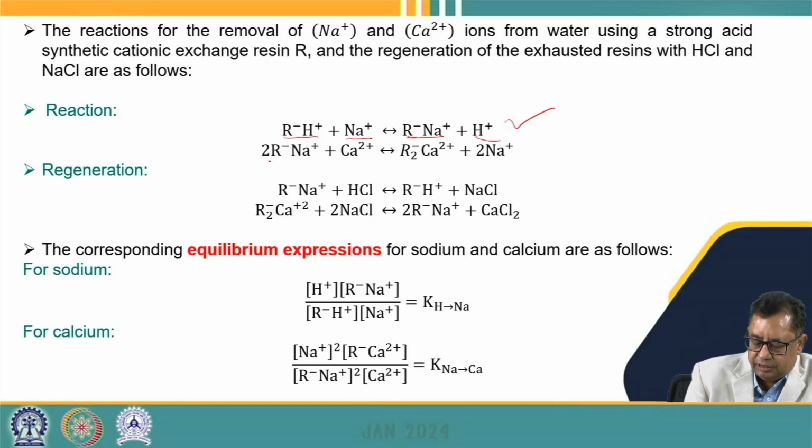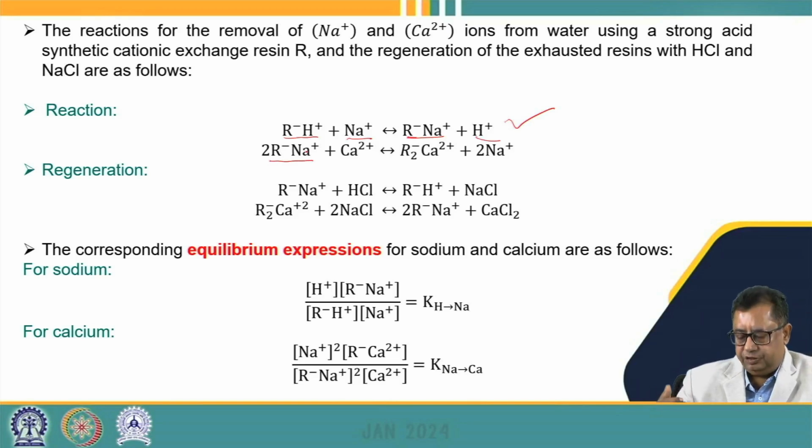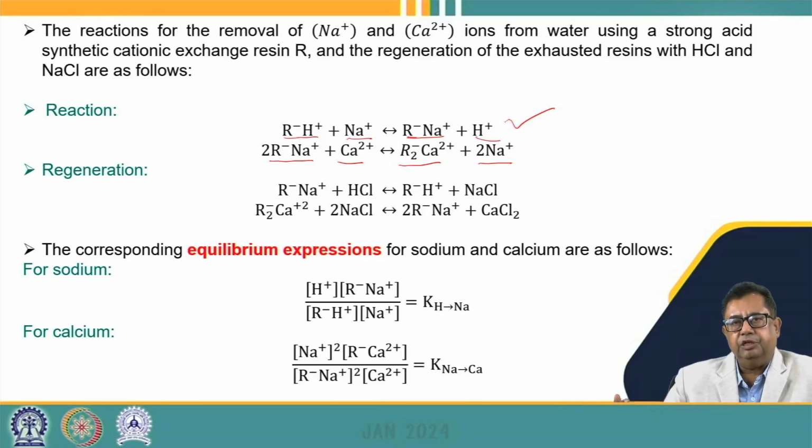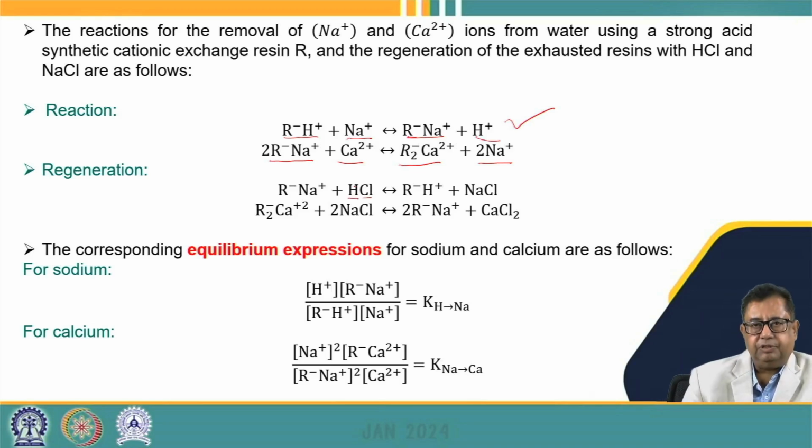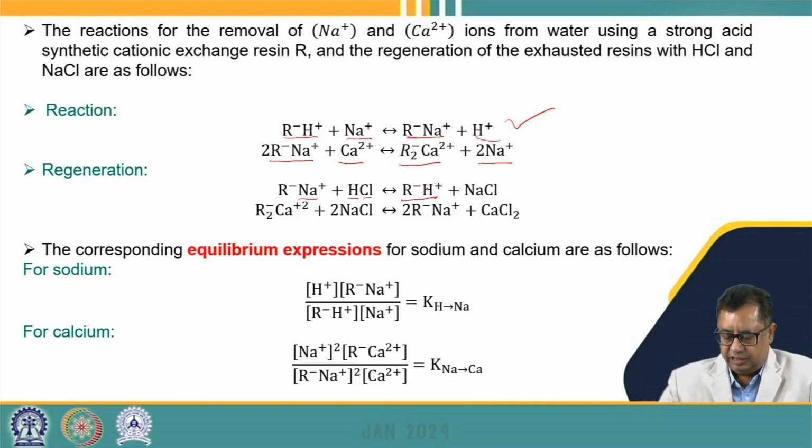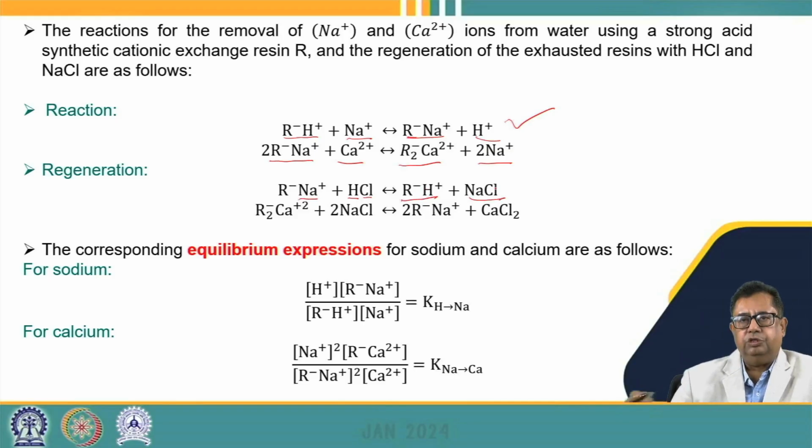Similarly, we can write down another equation where R minus Na plus, the resin now, comes in contact with calcium. Then the calcium ions will replace the sodium ions, and sodium ions will go into the solution. If we want to regenerate this resin, we put R minus Na plus in contact with HCl, maybe a strong solution of HCl that we prepare. H plus ions will replace the Na plus ions here, and now our resin becomes R minus H plus, and the NaCl goes into the solution.